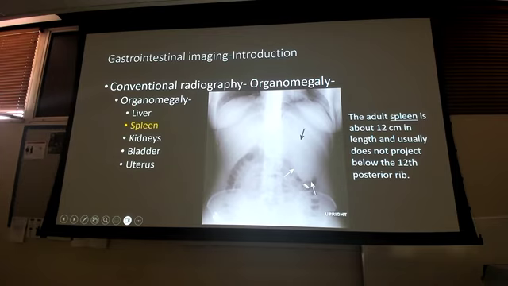It should not project past the 12th posterior rib. Okay? If it does, you are safe to call it splenomegaly. And now if I have splenomegaly, the next question is, why? Right? I don't know if I have that in here, not yet. Most commonly, probably something like mono, right? So you gotta give really strict precautions, no direct impact, no contact sports, all that kind of stuff to make it better.